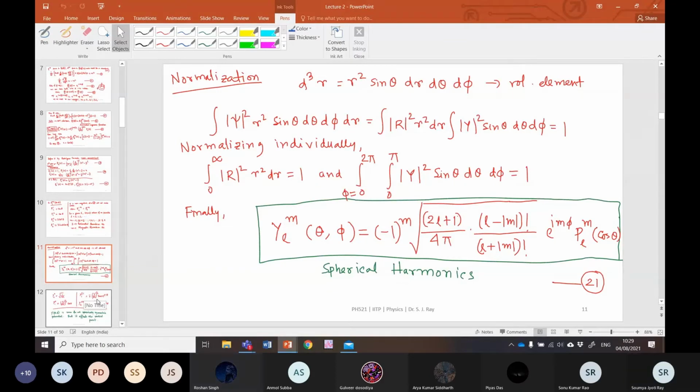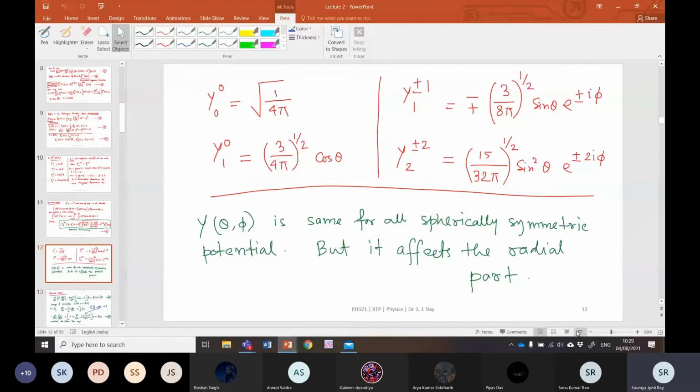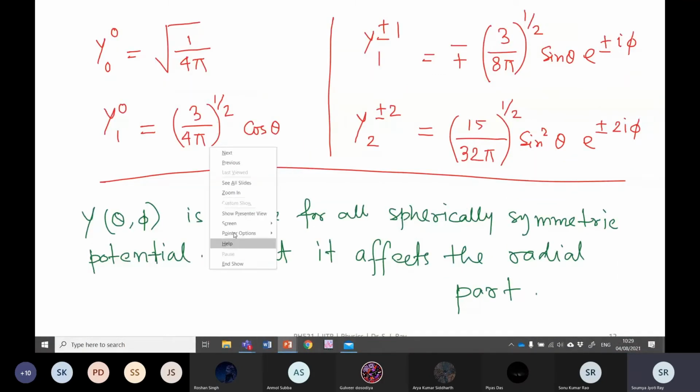Now we will see what these spherical harmonics look like. If we put different values of L and M, then we'll get Y00, Y10. Y00 is the square root of 1 over 4 pi, and this one is some coefficient times cos theta, then sin theta. As long as m is 0, you will not get any phi part, but when m becomes non-zero, you will start getting e to the power i phi or 2i phi, something like that.